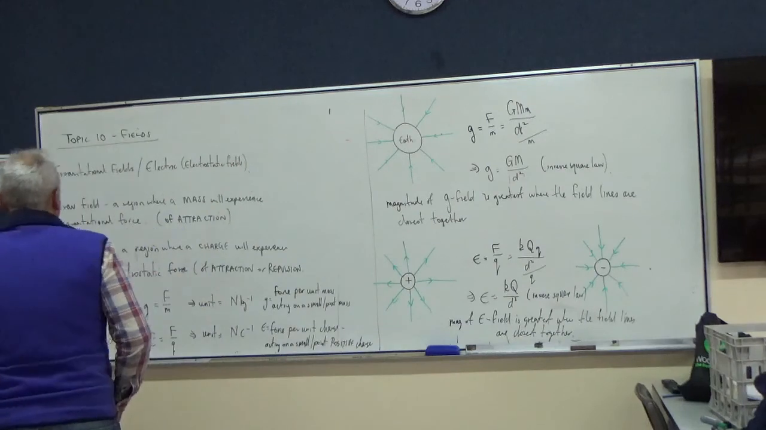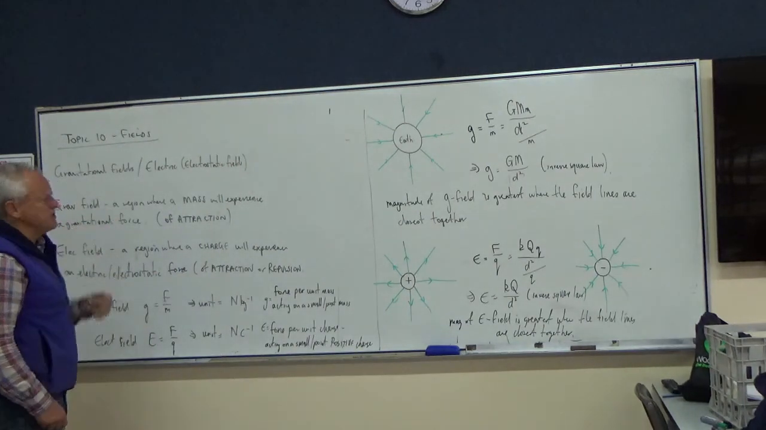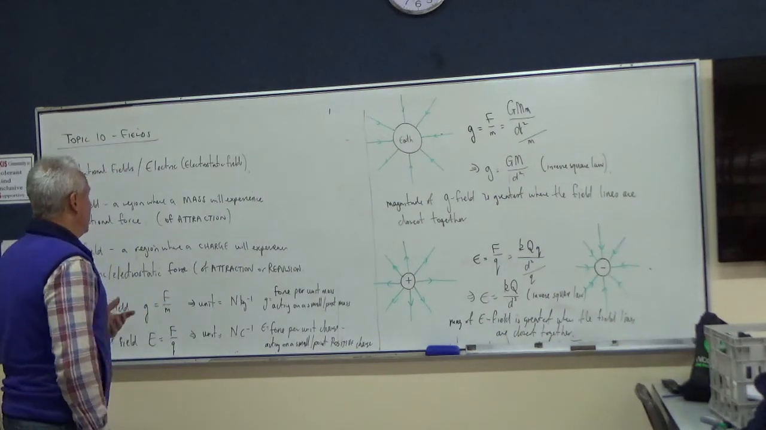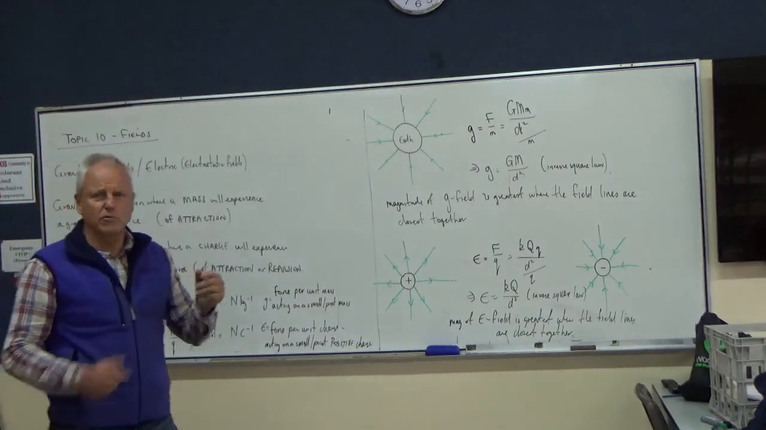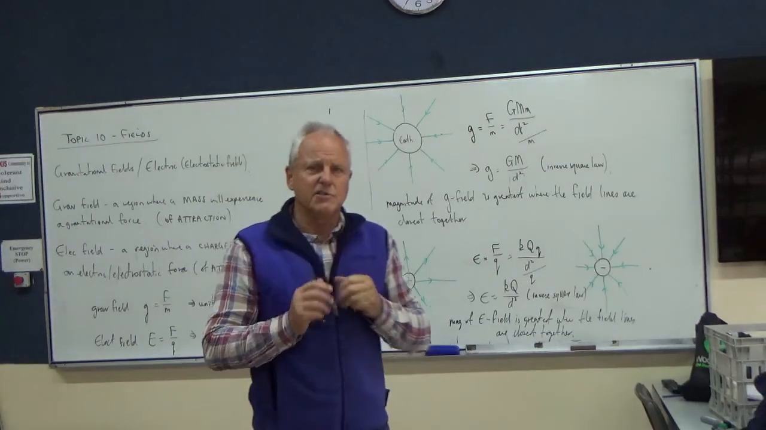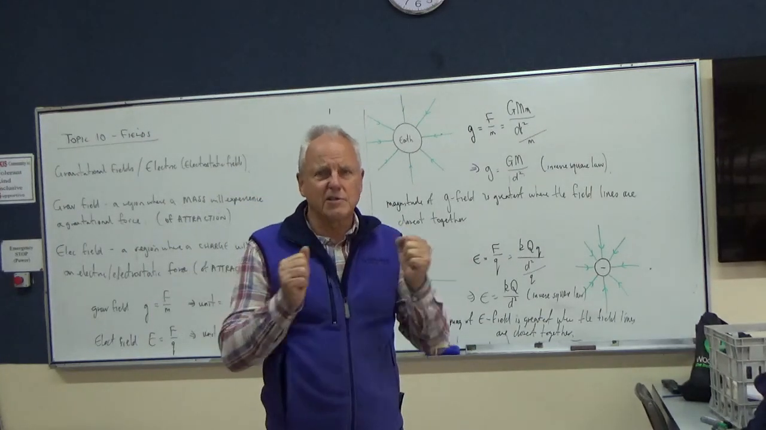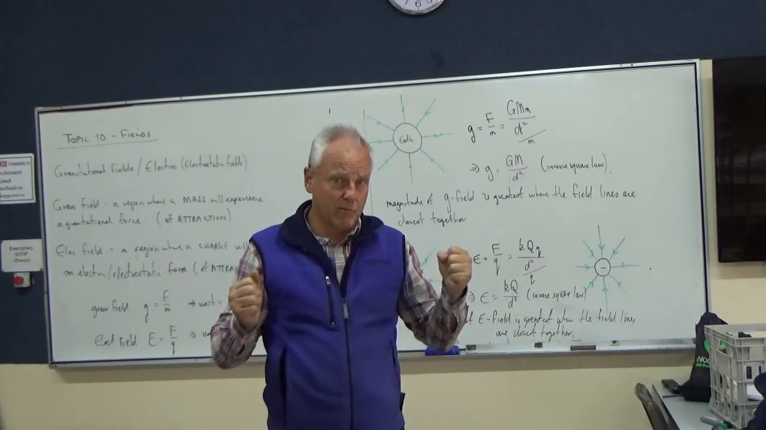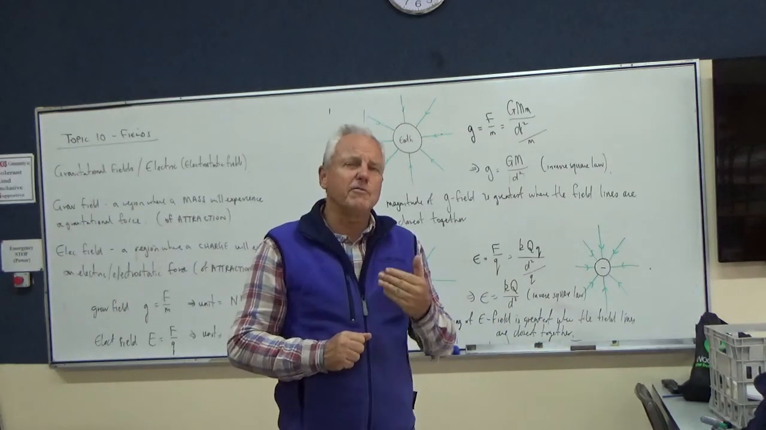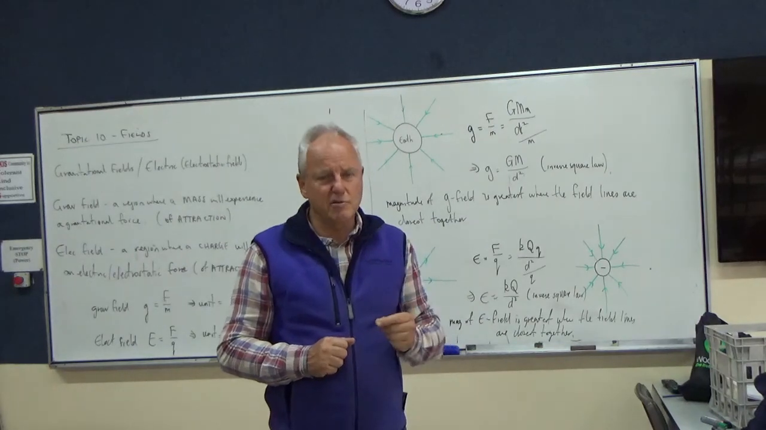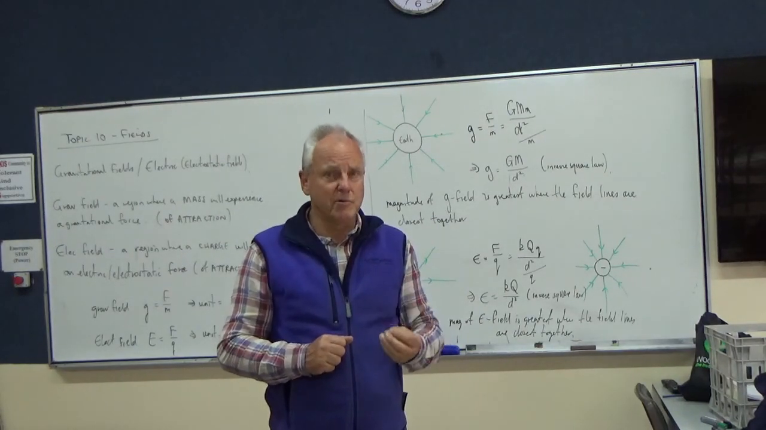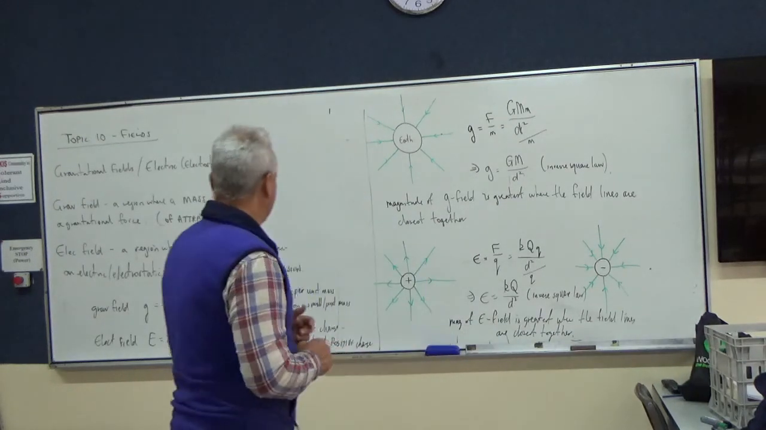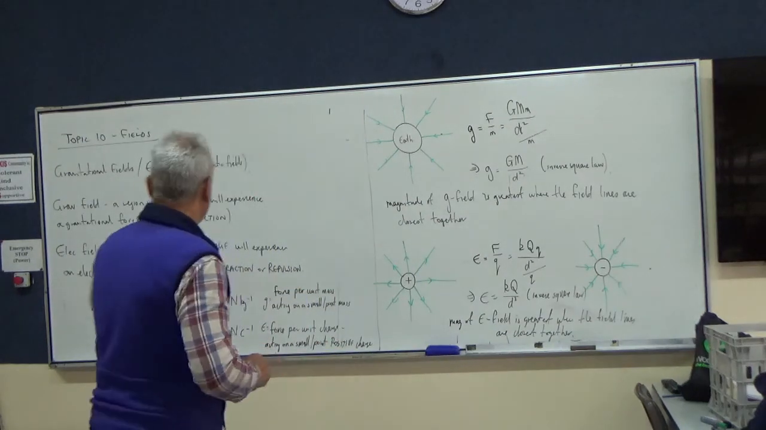Okay, so gravitational field is a region where a mass will experience a gravitational force. A gravitational force will always be one of attraction. So two masses will always attract each other, whereas two charges might attract or might repel. So a gravitational field is defined as a region where any mass will experience a gravitational force. And that becomes an important definition. We'll come on to that in a moment.